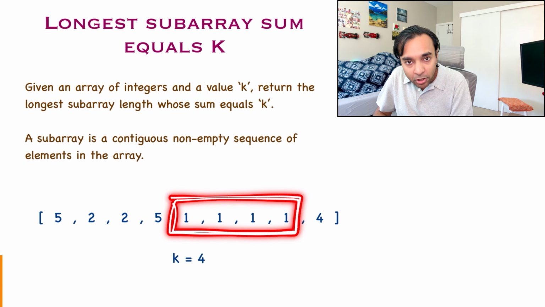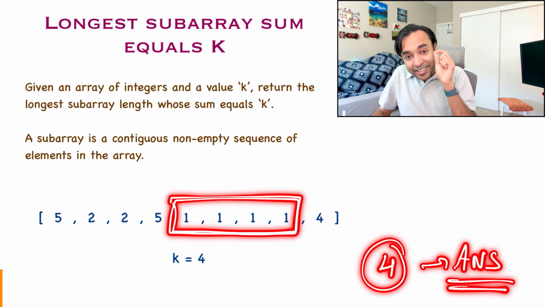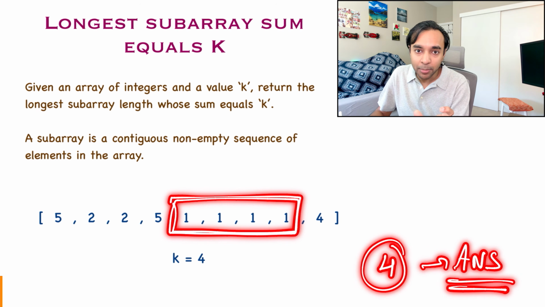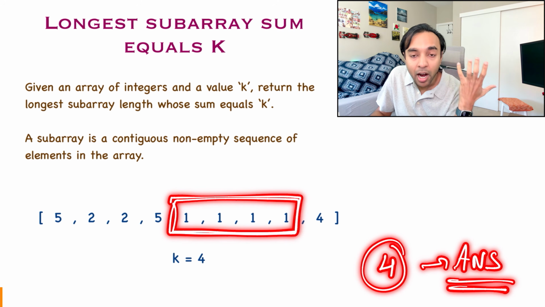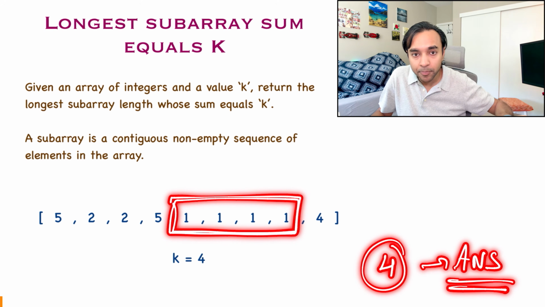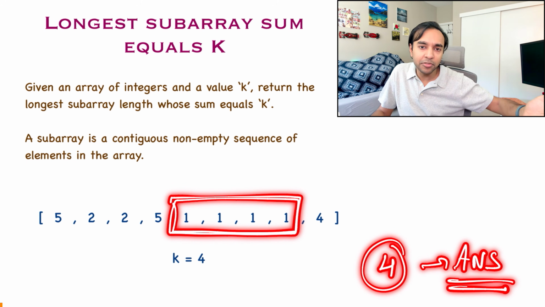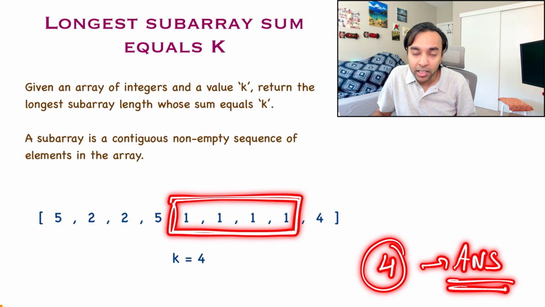So for this particular test case, you need to return 4 as your answer, because this is the length of the longest sub-array. Notice that you have to first find out how many sub-arrays are possible, and then tell me that this is the longest length. There can be multiple sub-arrays with the same length. In that case, it's fine, you can just return any one of the lengths. But it has to be the maximum.